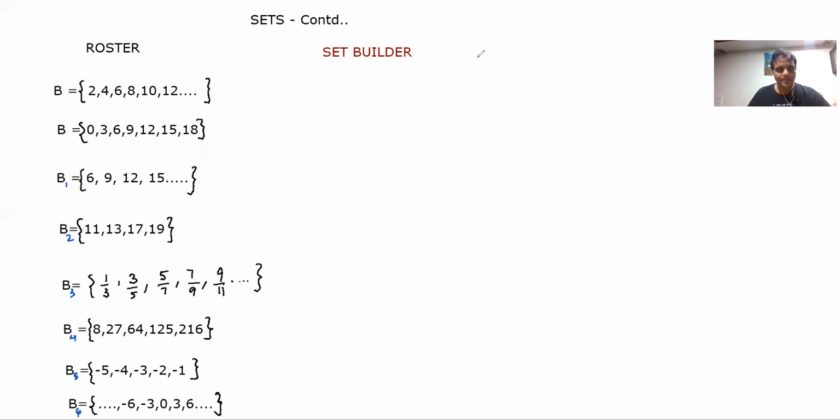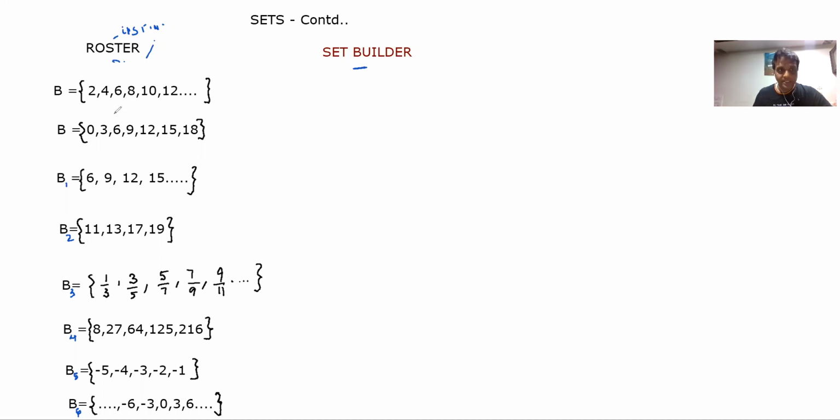Hi students, today we are going to continue with the chapter sets and we are going to solve some sums where we are going to convert the data in the roster form to the data in the set builder form. If you remember, in the last video we had spoken that roster is just a listing of the data, or it is also called the tabular data.